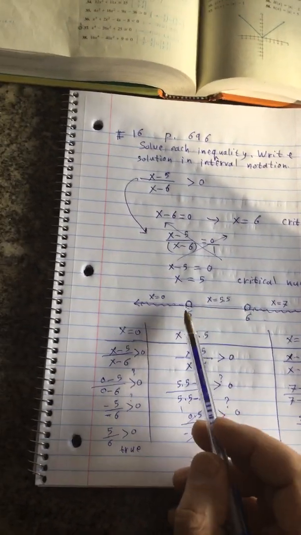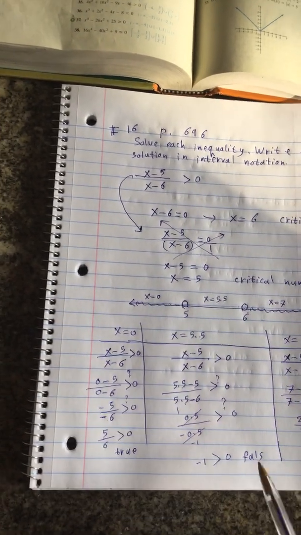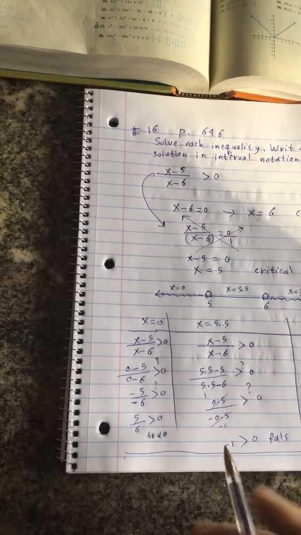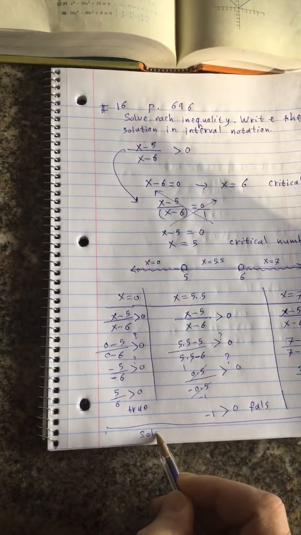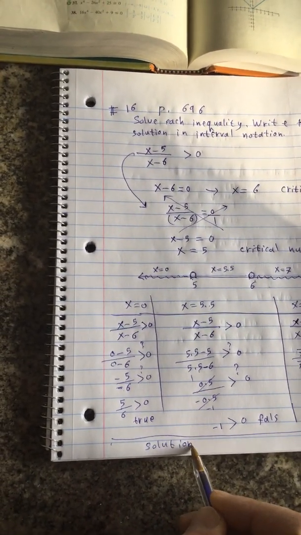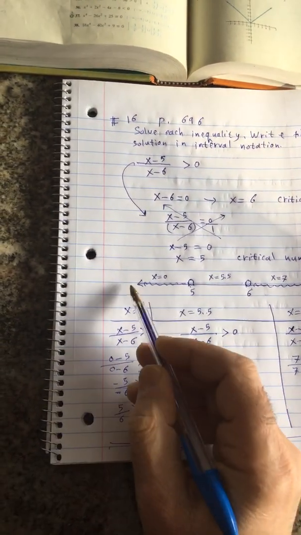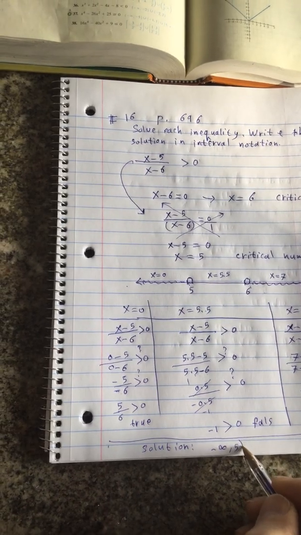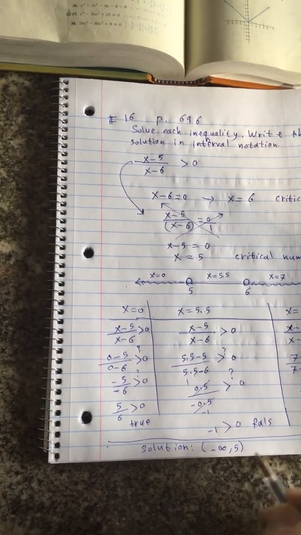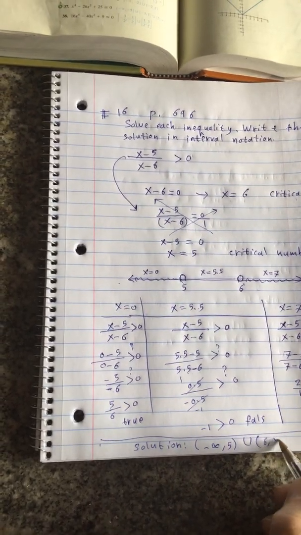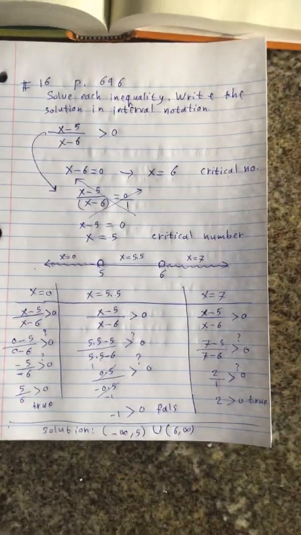So now the solution is this interval union this interval. So now write the solution in interval notation. So the solution is minus infinity to 5, parentheses, union 6 to infinity. So this is the solution.